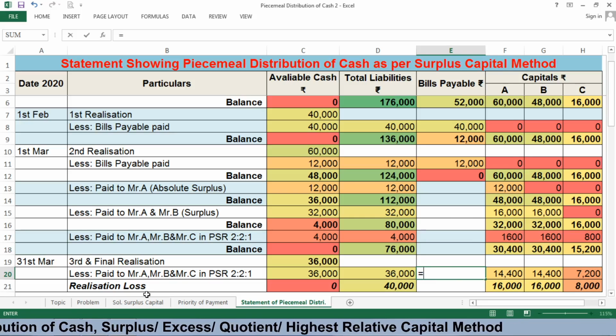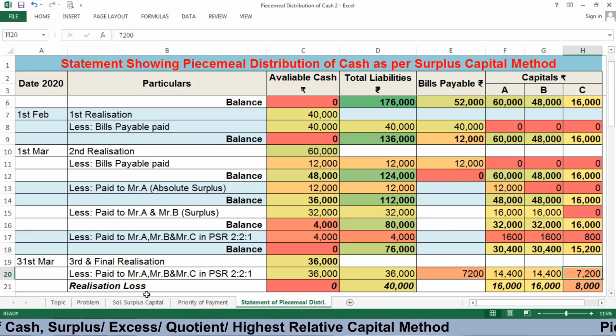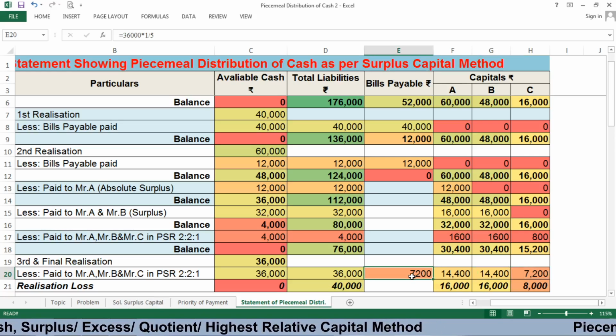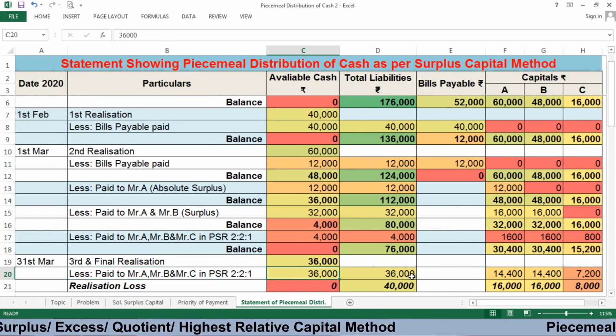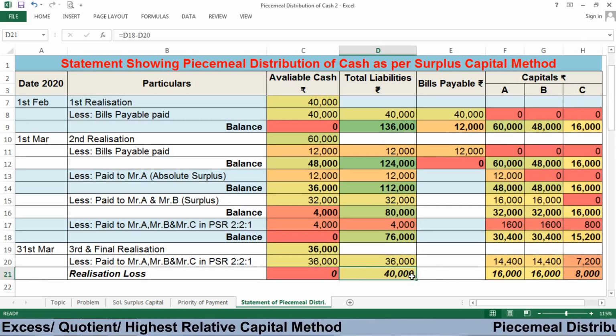You can calculate it using a calculator, that is 36,000 into 1 divided by 5, so it is 7,200. You can see here the amount of rupees 7,200 of Mr. C. After the payment of 36,000, which was the third and final realization, we paid the amount to Mr. A, B and C. Still we have an amount of rupees 40,000, which we are unable to pay. It is called realization loss.